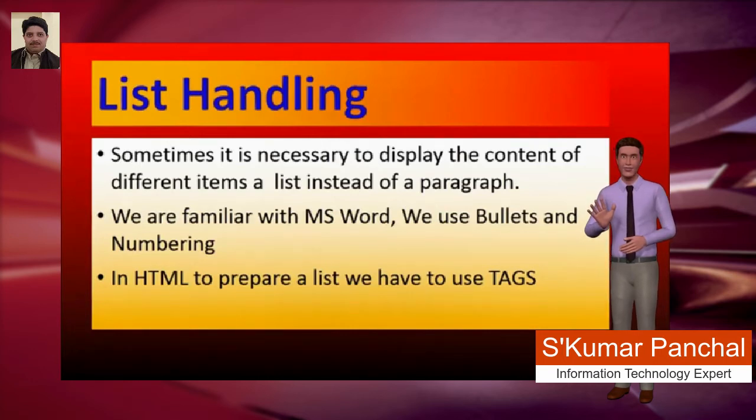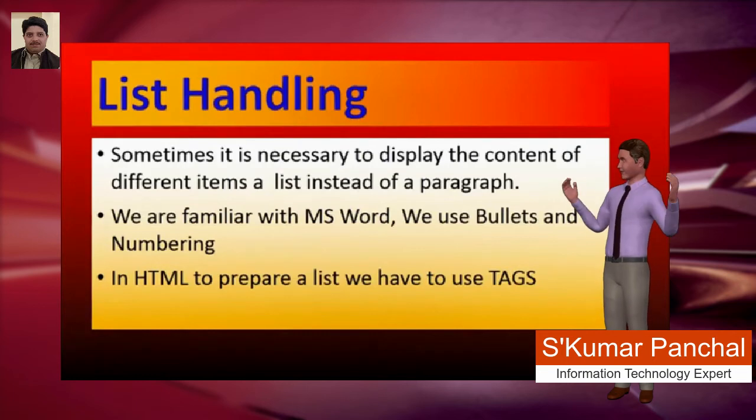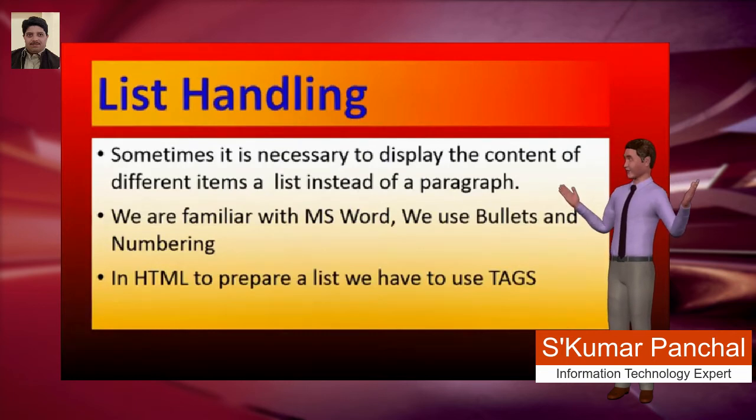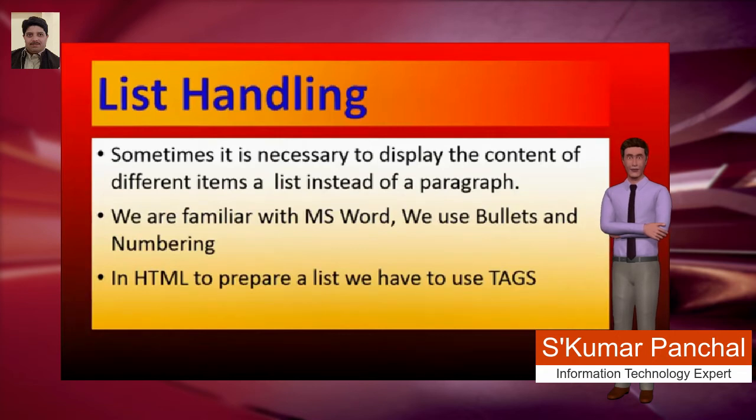So how to prepare a list in HTML, that is a web page, that is prepared using different tags. Here we get the facility of preparing both the kinds of list, that is ordered list, that is numbering, and unordered list, which is bullets. So first we will learn unordered list.